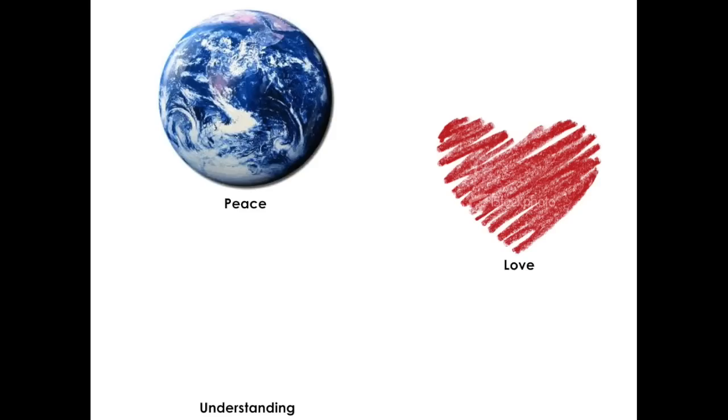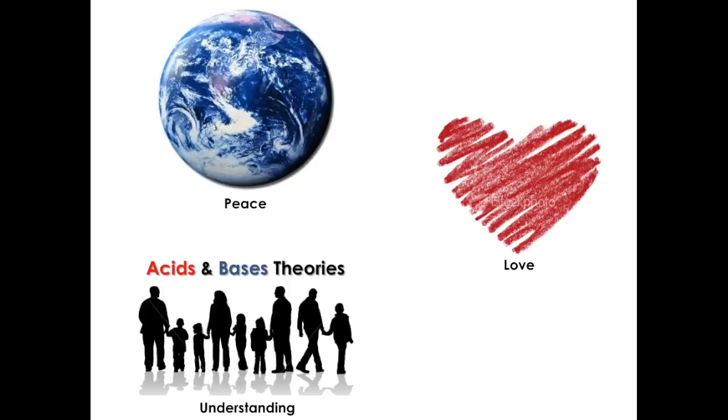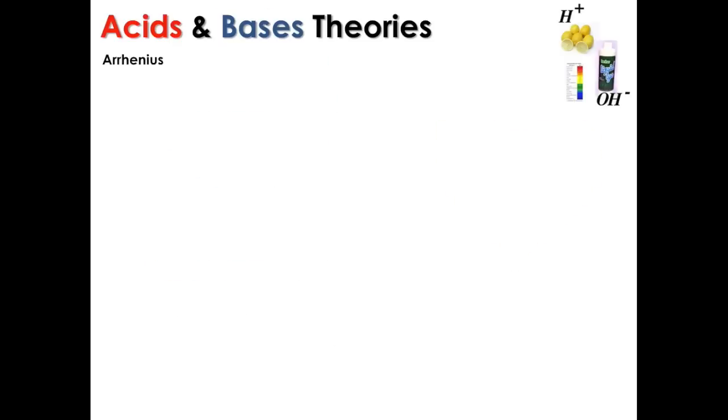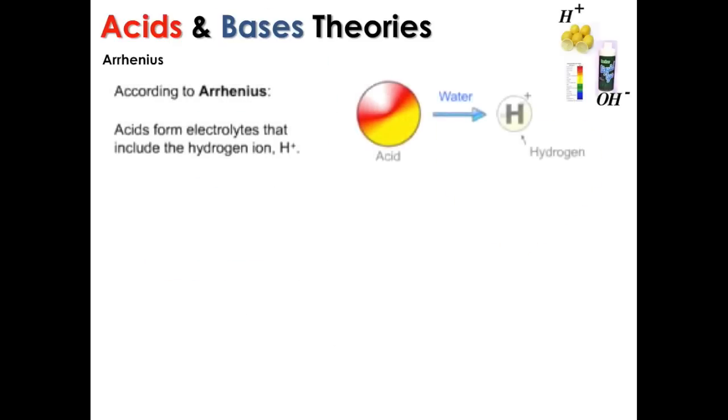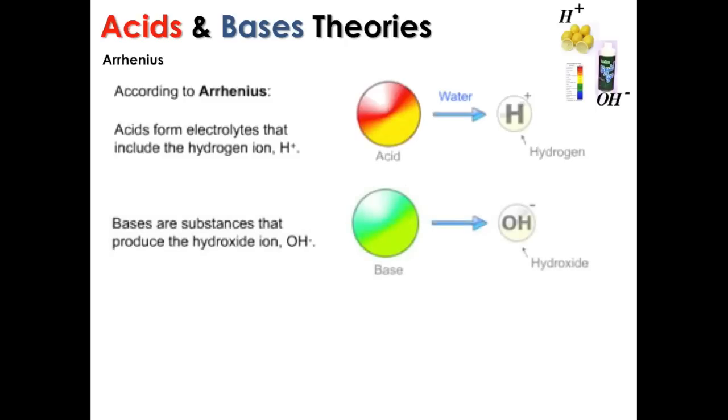Now, there are different theories about acids and bases, but three are the main ones. Let's begin with the first one, and the first one is Arrhenius. Arrhenius found out that acids form electrolytes that include the hydrogen ion, H+. Bases are substances that produce the hydroxide ion, OH-.